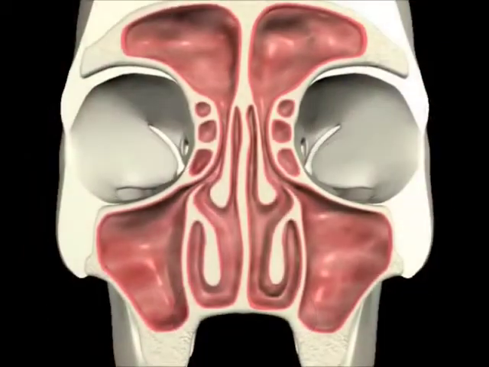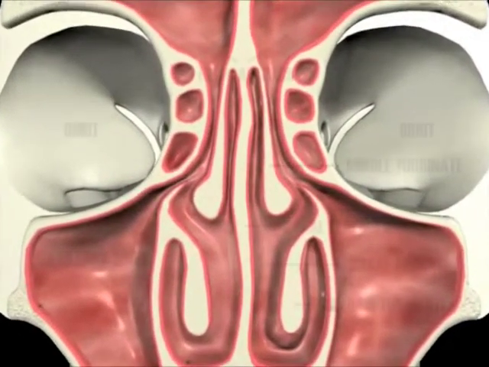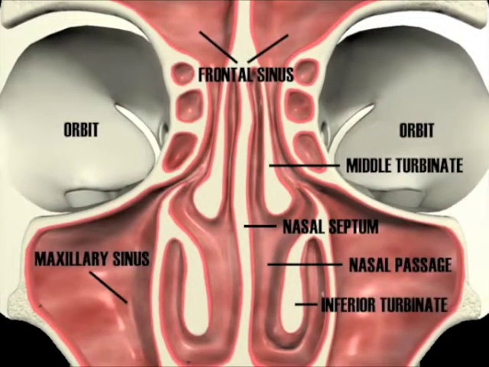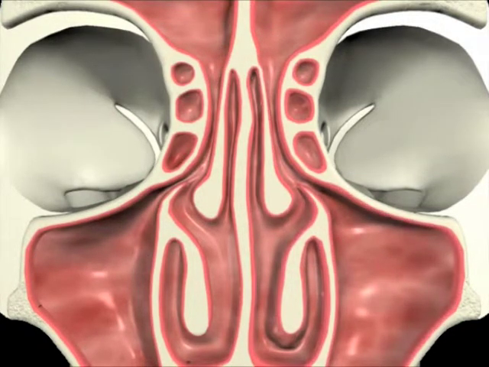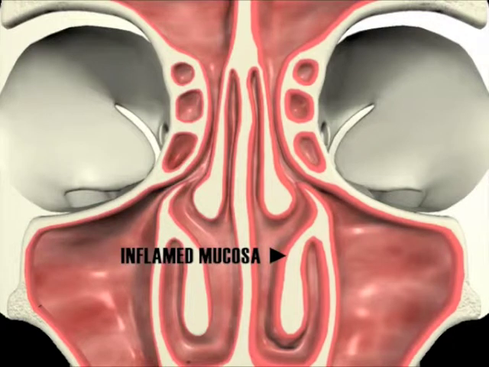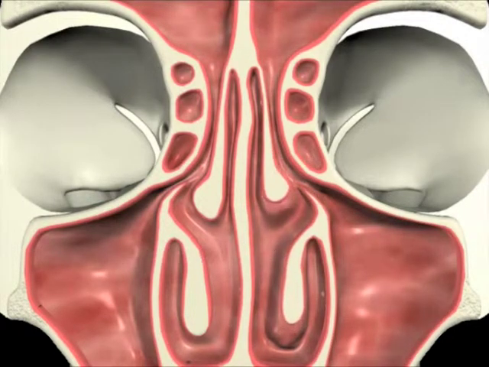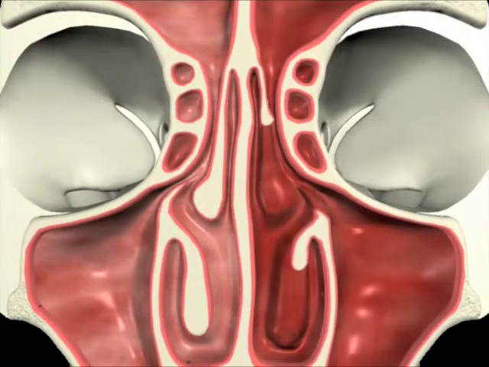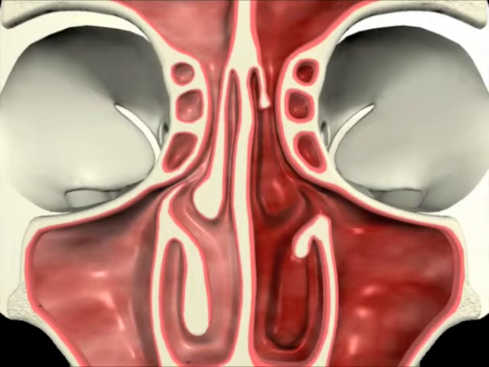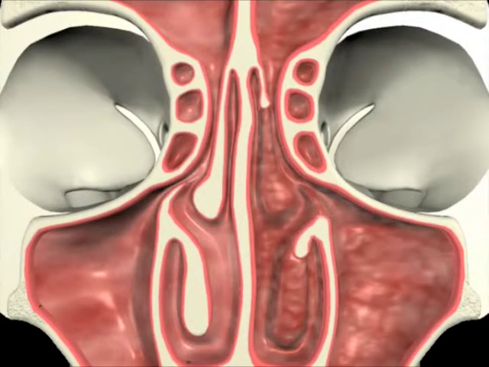The complex nasal sinus anatomy is composed of structures made of bone, soft tissue, and mucous membrane. Inflammation creates swelling of the mucous membranes inside the nose and blocks the small drainage pathways of the sinuses. Chronic inflammation predisposes patients to have chronic sinus infections.